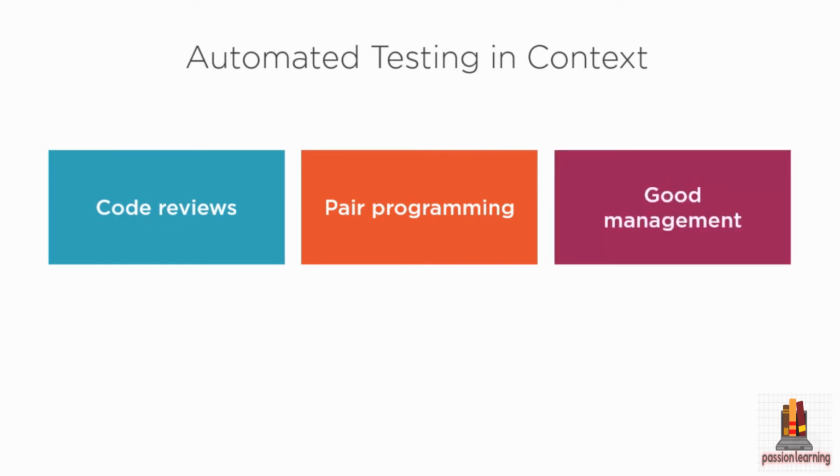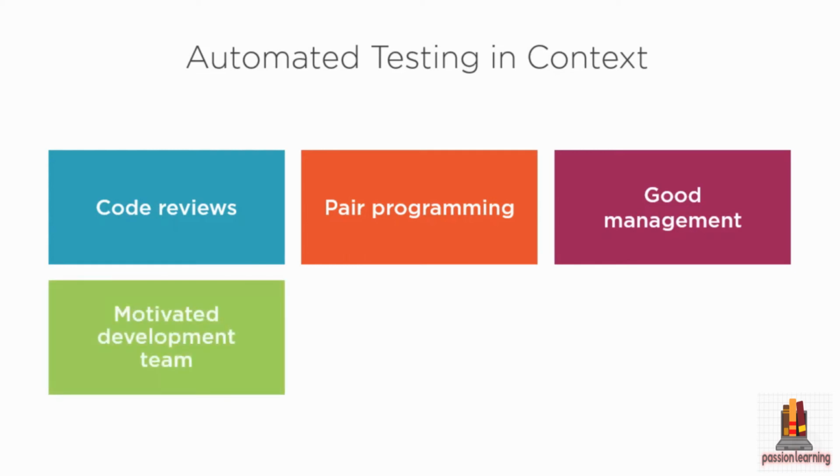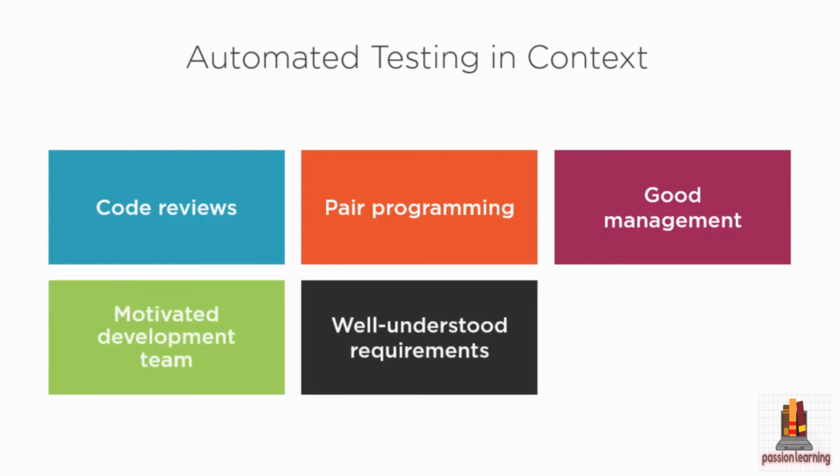Other factors that can influence overall quality include good management and management practices at the organization, a happy and motivated development team, well understood requirements. Even if a feature makes it to production with no obvious errors, if that feature doesn't fulfill the end requirements of the end user, then we have a problem with the quality or the understanding of the requirements.